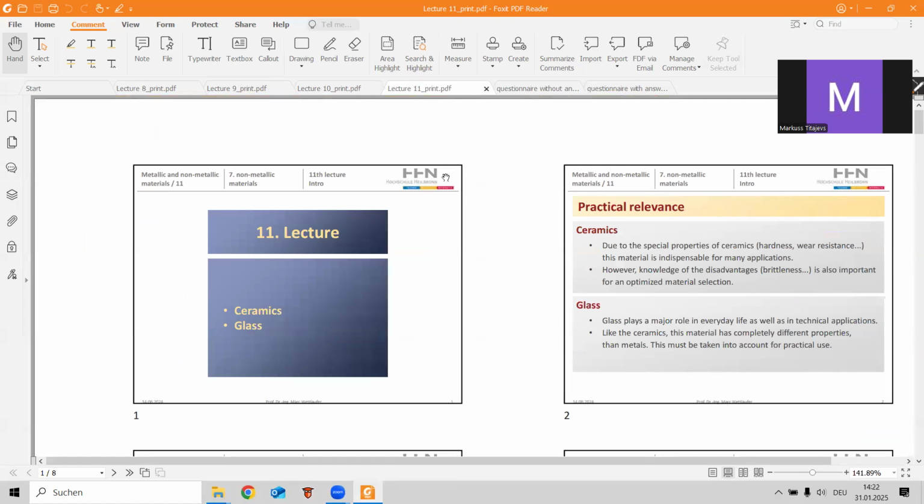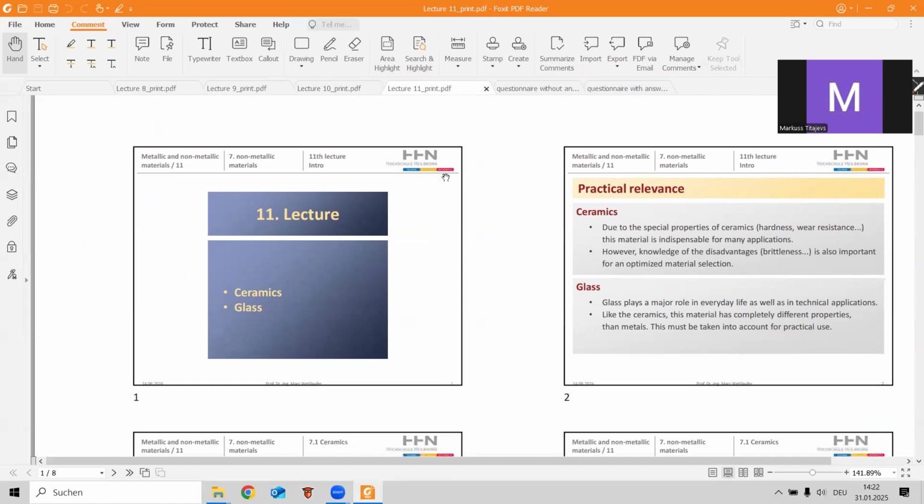And the last part is non-metals, ceramics and glass. Due to the special properties of ceramics, such as hardness and wear resistance, this material is indispensable for many applications. However, knowledge of disadvantages like brittleness is also important for optimized material selection. Glass plays a major role in everyday life as well as in technical applications. Like ceramics, these materials have completely different properties than metals, and this must be taken into account for practical use.